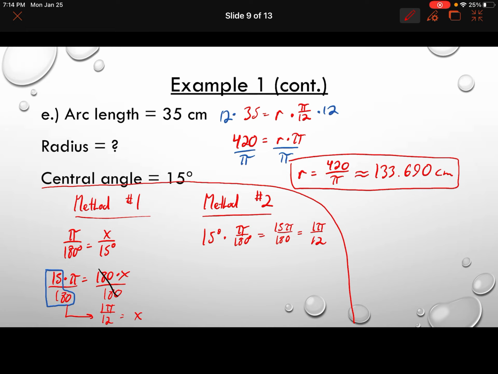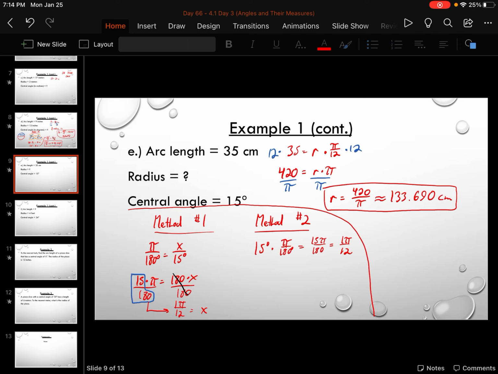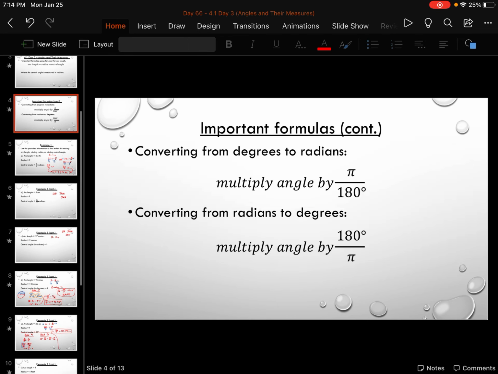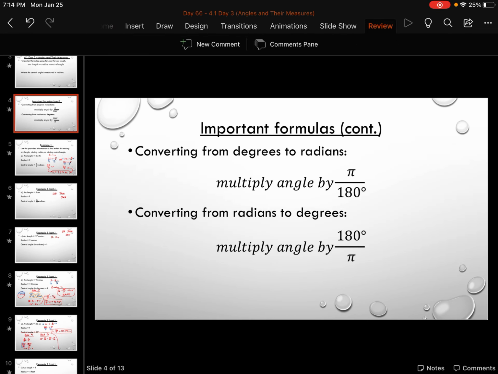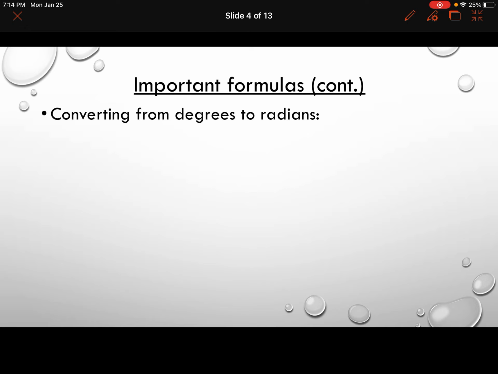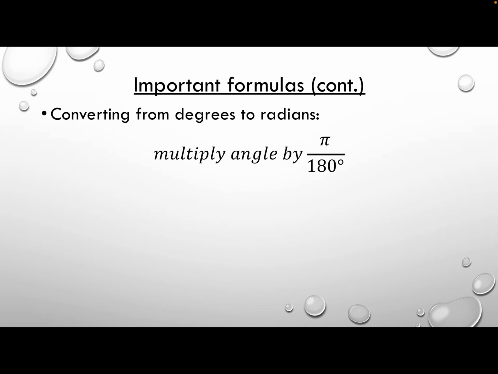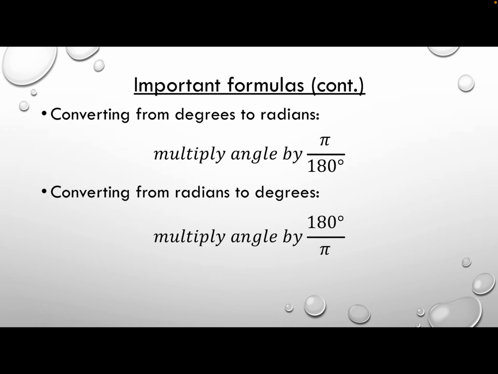Okay. So that brings us to our third and last important formula. If I go back here, it's the one that I initially crossed off, which is, to convert from degrees to radians, you multiply the angle by pi over 180. And then from radians to degrees, it's 180 over pi. An easy way to remember which one, because they're basically just the same, just upside down.